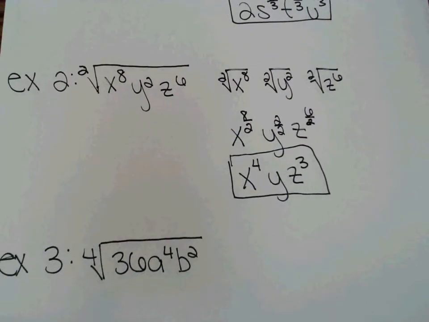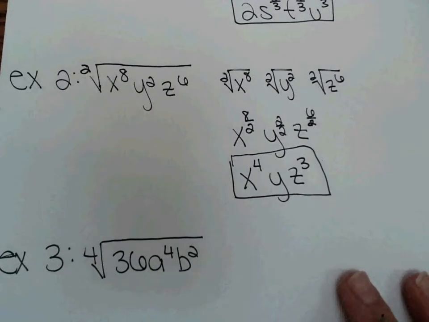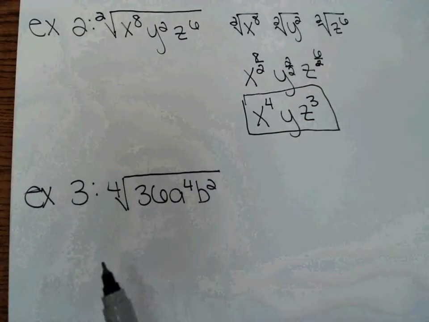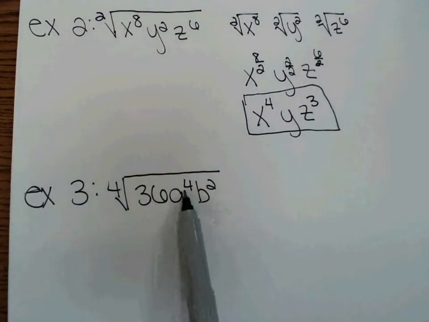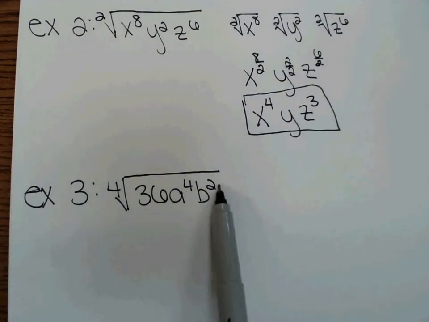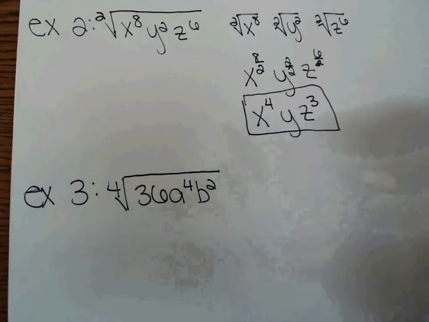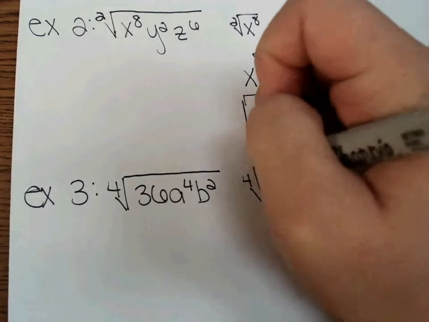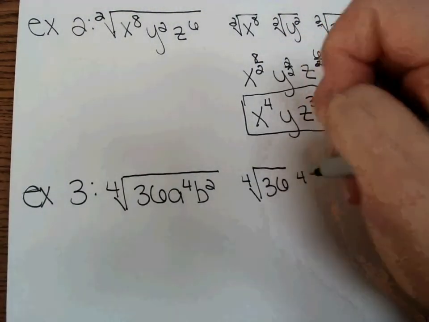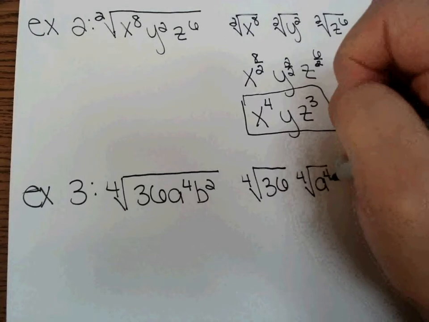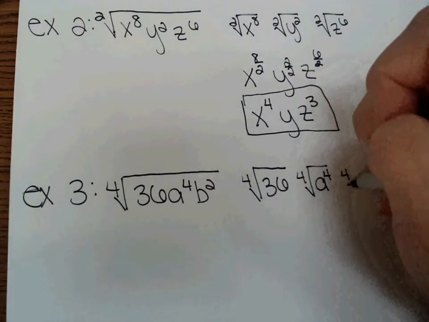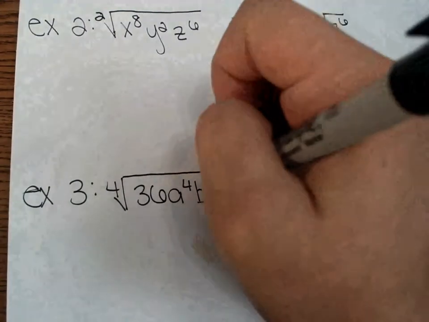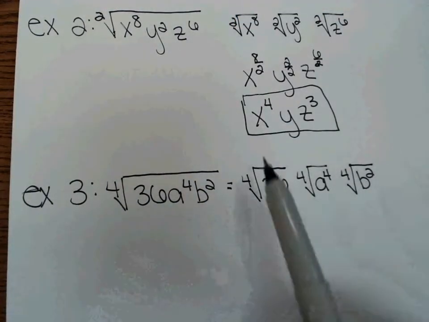Third example says the fourth root of 36, a to the 4th, b to the 2nd. So again, I'm going to break it apart. I'm going to say the 4th root of 36, the 4th root of a to the 4th, and the 4th root of b to the 2nd.